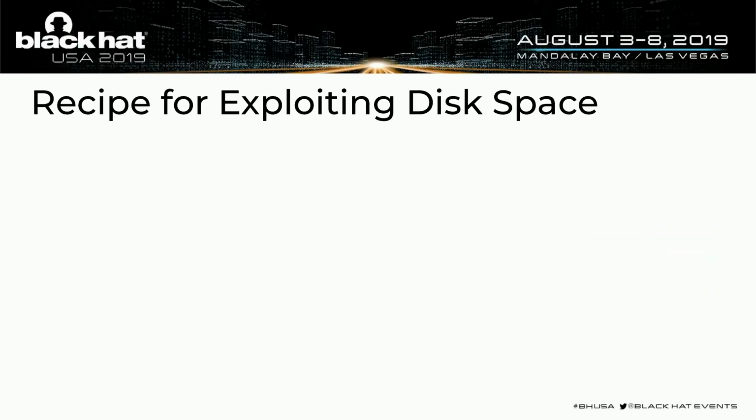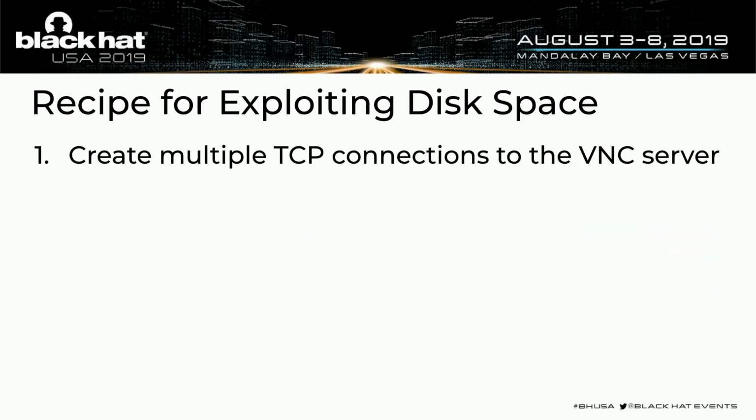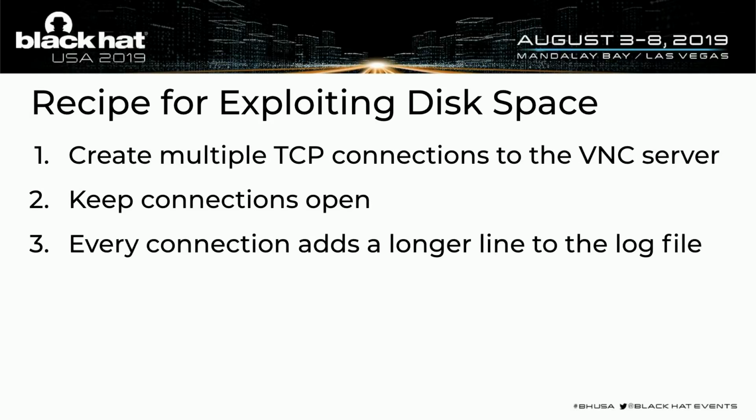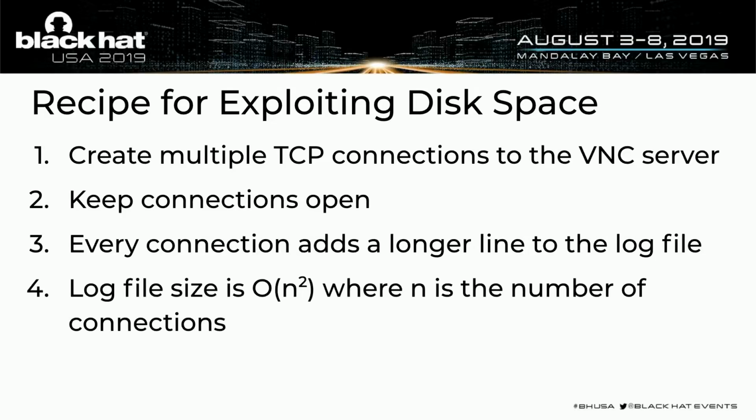So it's a pretty simple recipe for growing the disk space here. We can create multiple TCP connections to the server. We're going to keep those connections open, because if you allow one to close, then the number of connected clients goes down and you don't get the same growth in the file. But as long as you keep these connections open, each one is going to add a longer line to the log file. And you might say, each one's only 11 or 12 bytes larger for the IP address. But if you do this enough times, you're getting a quadratic effect given the number of connections.